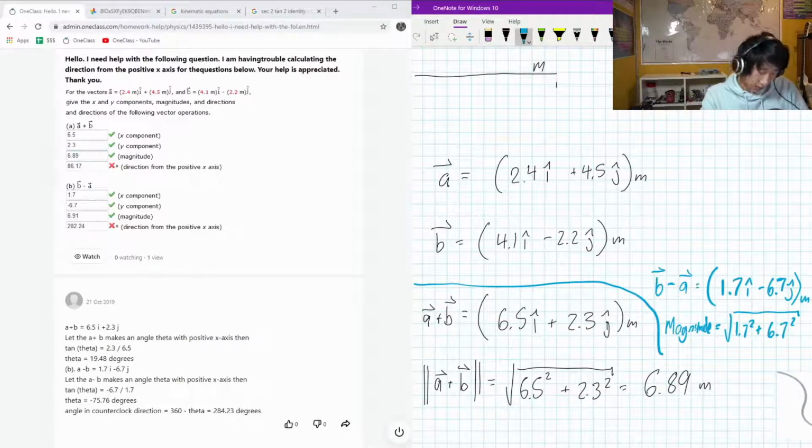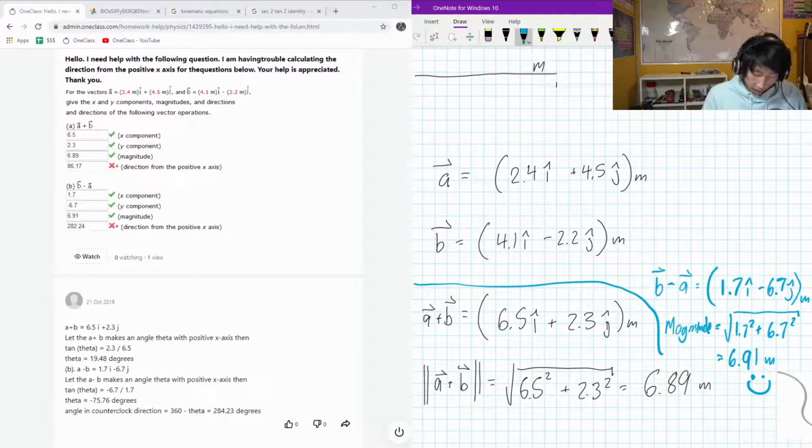Okay, here we got 1.7 squared plus 6.7. And I got 6.9, same as you, awesome. So this is equal to 6.9991 meters. Happy face, we got the same answer.